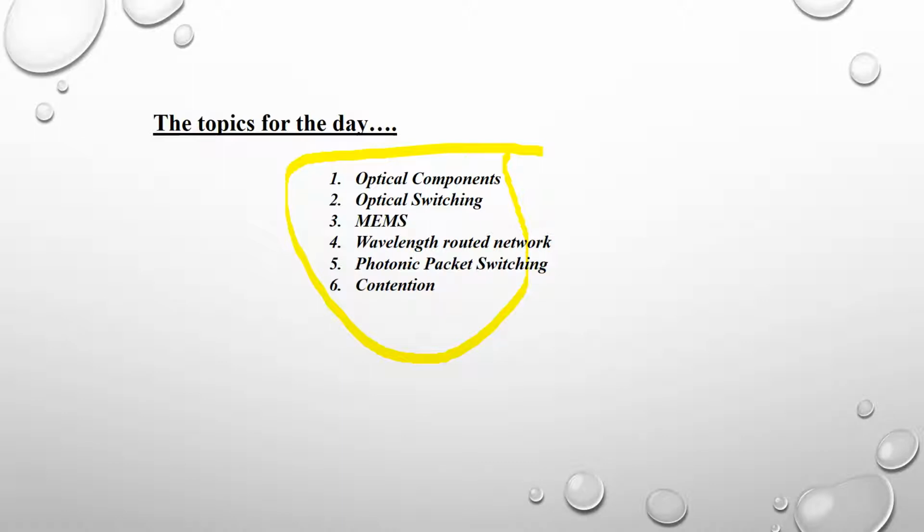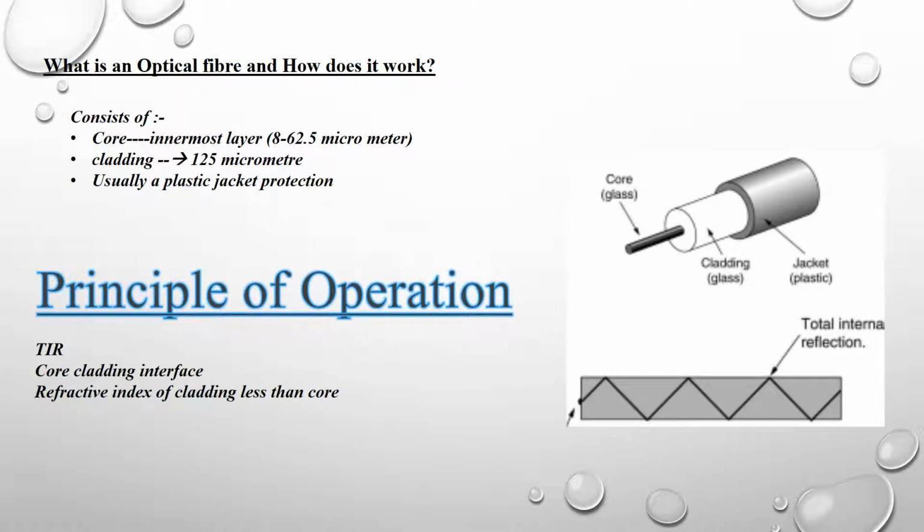I hope everyone knows what an optical fiber is and its operation principle. It consists of three important layers. They are core, cladding, and a plastic jacket for protection. The core is the innermost layer and has a diameter ranging from 8 to 62.5 micrometers, and the cladding is around 125 micrometers. The principle of operation is called total internal reflection.